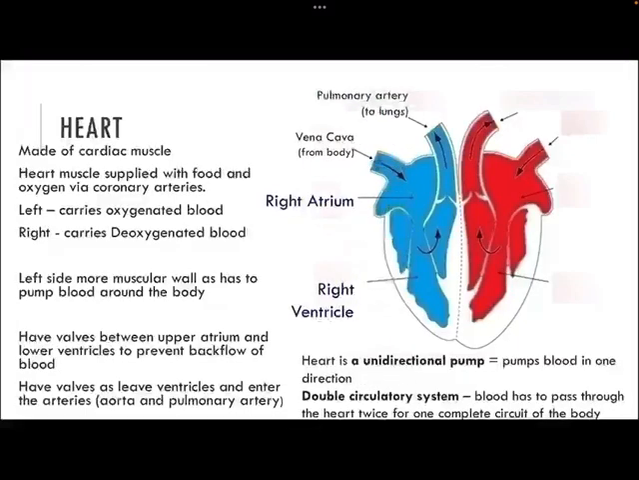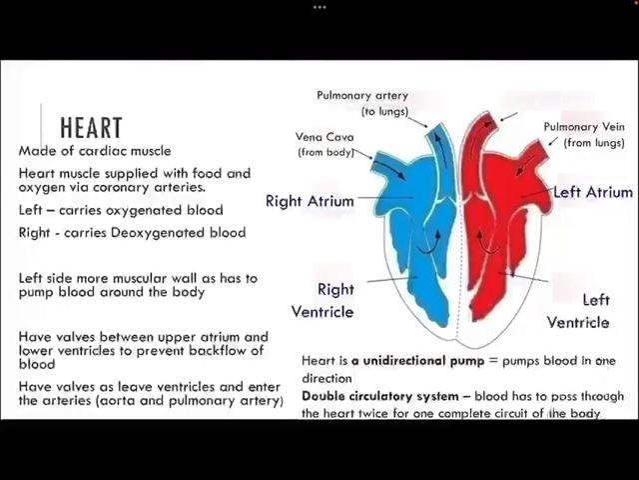So the waste carbon dioxide gets dropped off at the lungs, oxygen gets picked up, and the oxygenated blood returns via the pulmonary vein to the left side of the heart and enters into the left atrium. Passes down through the valves into the left ventricle. The walls of the left ventricle contract and push the blood up through valves through the aorta, sending the blood at high pressure to the body.